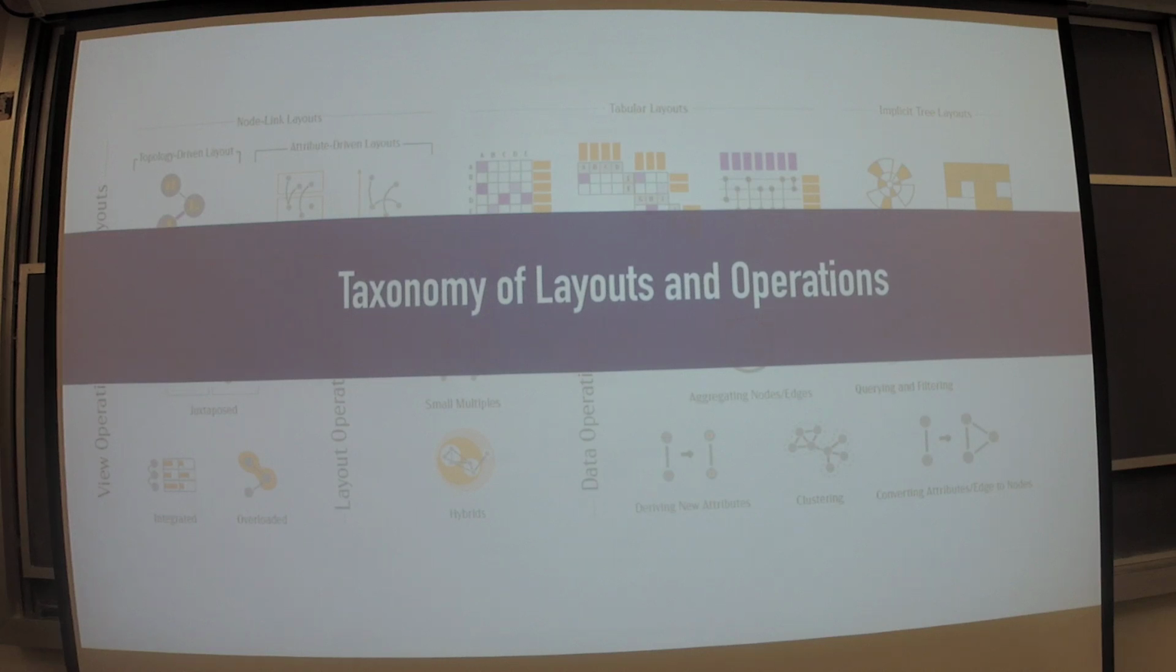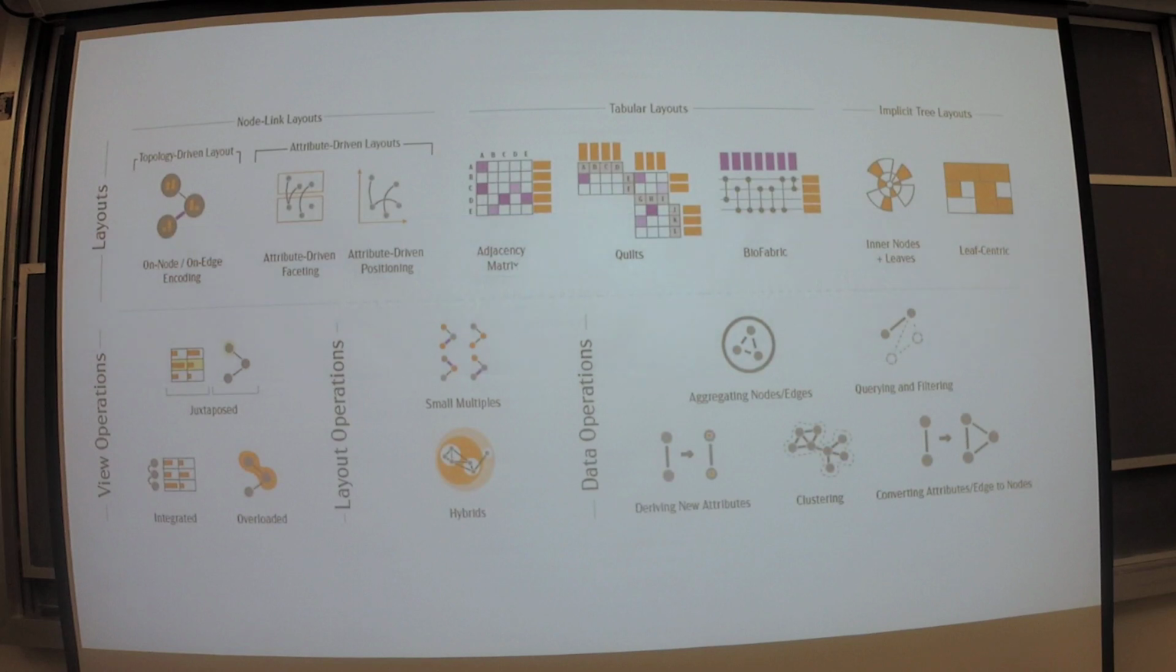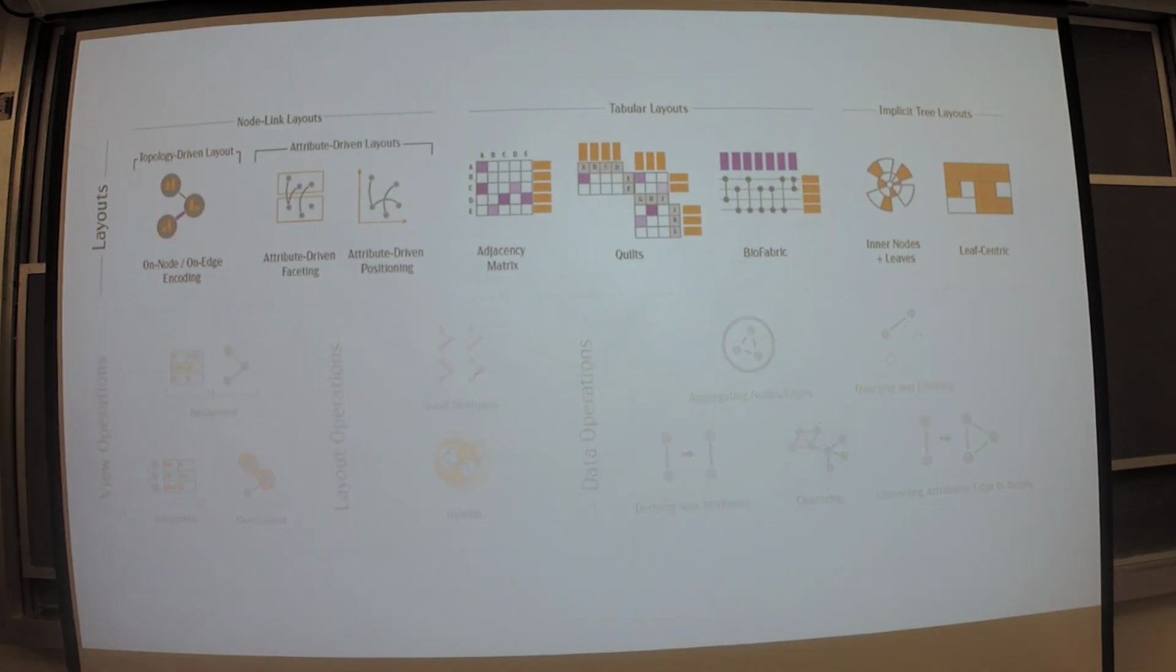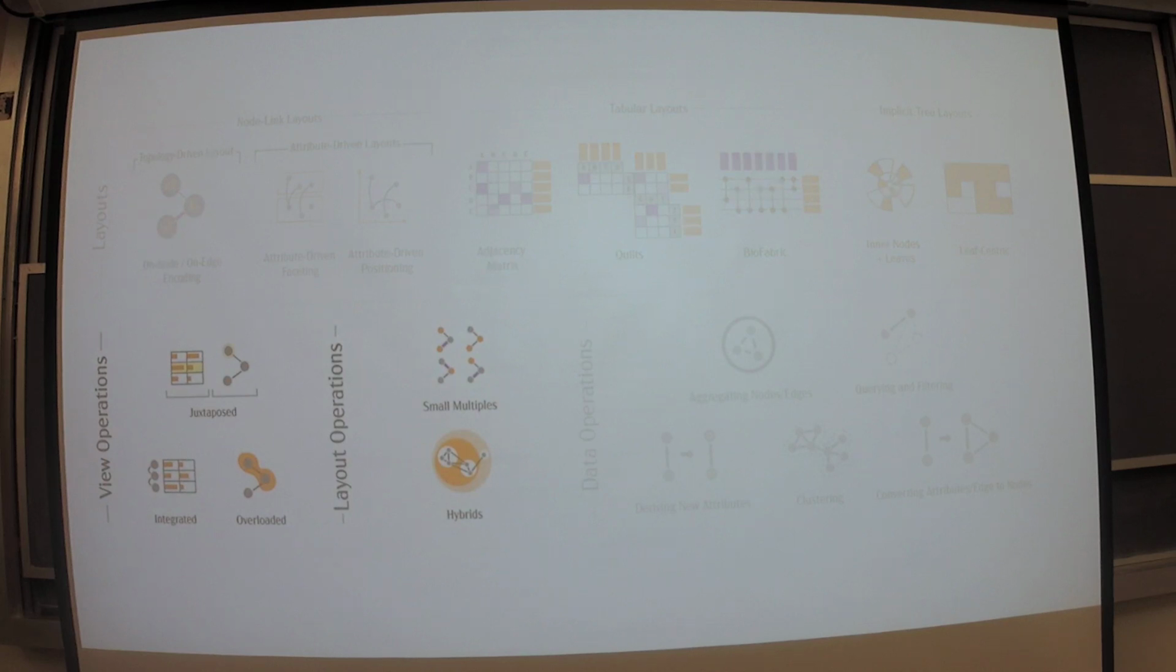So I'm going to give you an overview of the typology, or the taxonomy, of layouts that I showed you before from the state-of-the-art report. This is divided so that the top layer is pretty much the different types of ways that you can visualize networks: node link layouts, tabular layouts, and implicit tree layouts. Think of these as the base playing cards. And then we have operations that will combine them and use them in different ways. So we have view operations and layout operations.